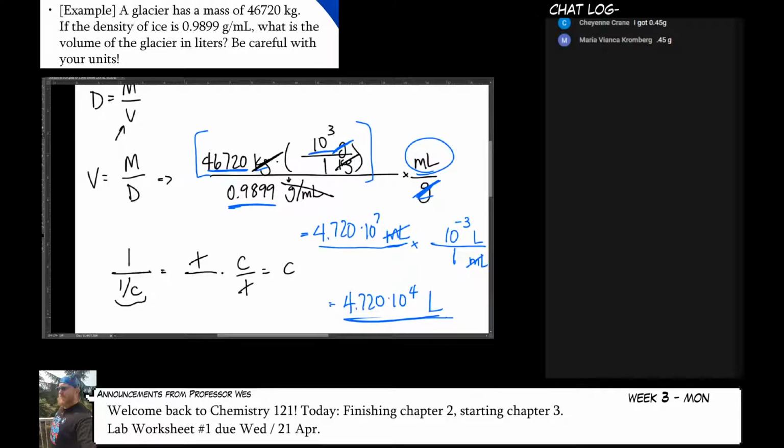Now you do have to write it this way because of the number of sig figs you should have after you do all this math here. All of these numbers here have 4 sig figs. So your answer should have 4 sig figs.